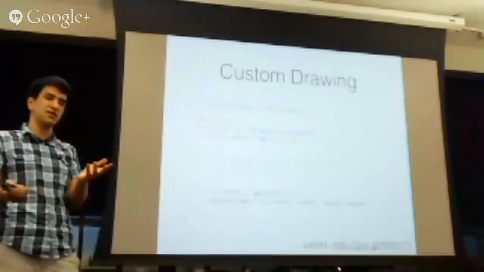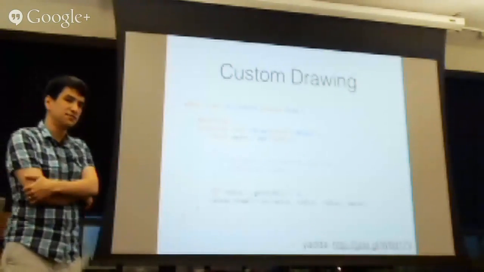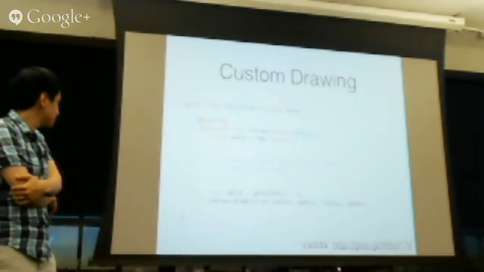All you have to do is override onDraw. And if you're doing something really simple, like you just want to change the tint color of something that's not an image view, you could just override onDraw really quickly.